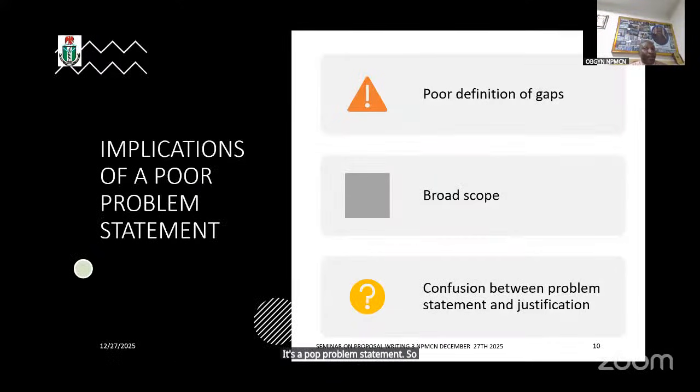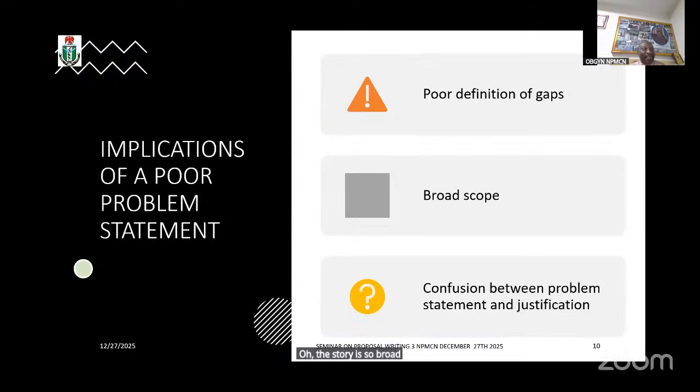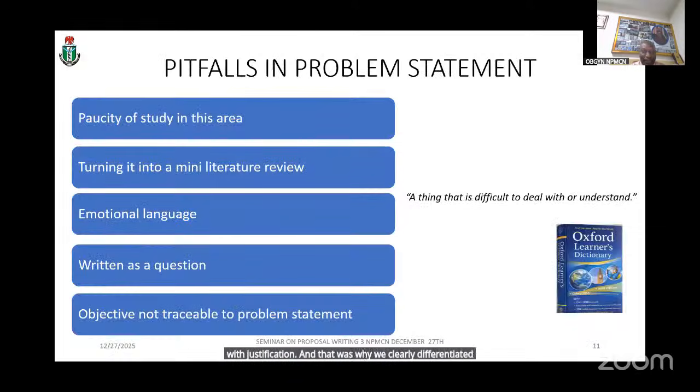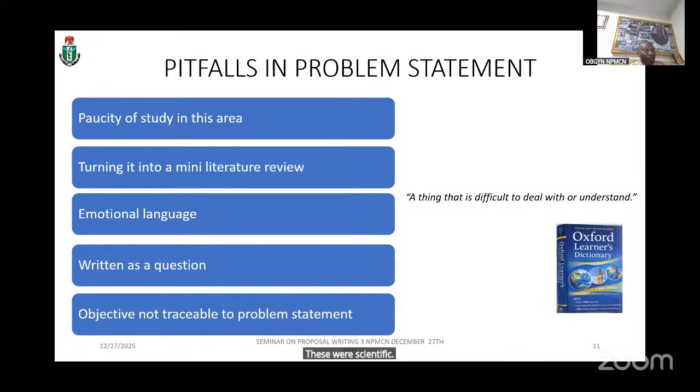What is the implication of a poor problem statement? That means the candidate has not identified the gaps of the study. Or the study is so broad, or the candidate is actually confusing problem statement with justification. And that was why we clearly differentiate ab initio. Oxford Dictionary defines a problem as a thing that is difficult to deal with or understand. So if you say there is paucity of data in this area in your environment, how is that a problem? This is not scientific. You need to lace this with other information to make it convincing.